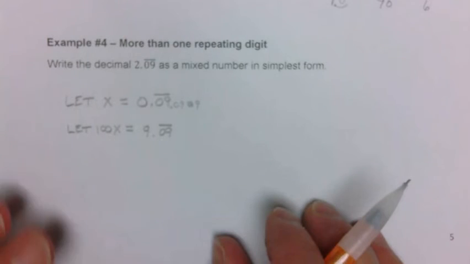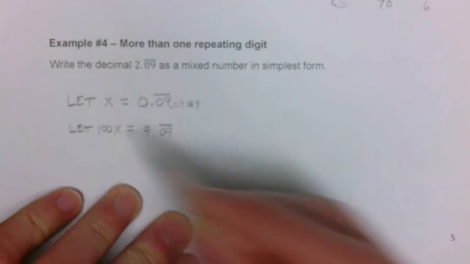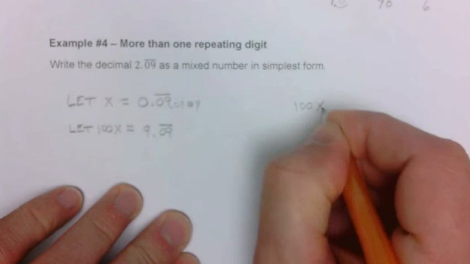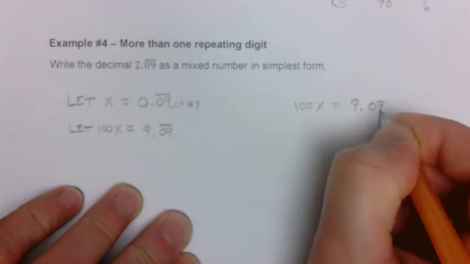Now let's go ahead and set up our subtraction. Again, we'll do the bigger x first. 100x equals 9.09 repeated.